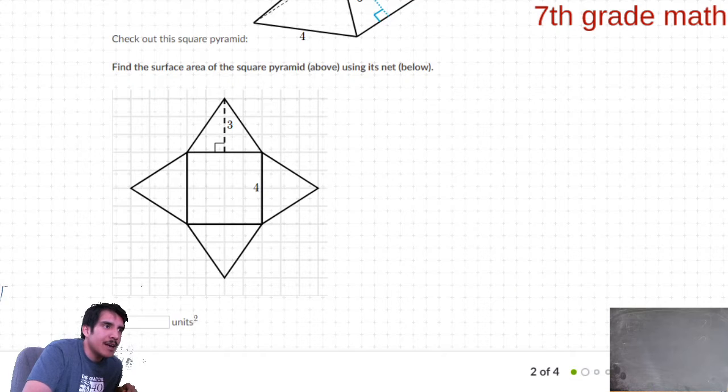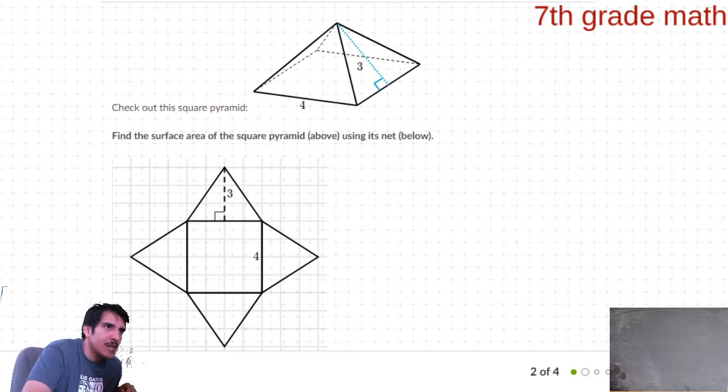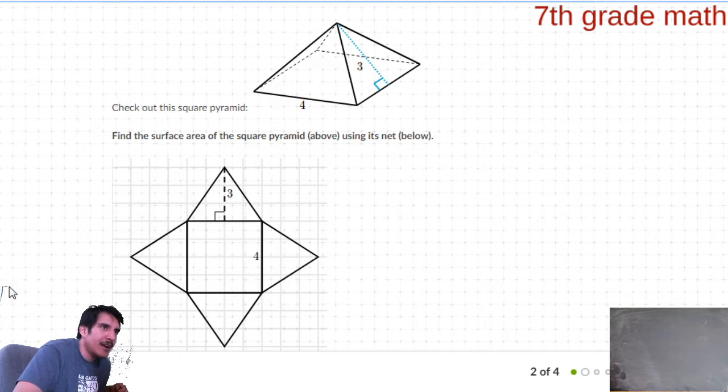Next one, we have a little bit of a different shape. We have a pyramid, which has a square bottom, and then it has 3 triangles going on. So let's do the area of the square first. The square is going to be a 4 by 4 square. So that means you're going to do length times width. 4 times 4 makes 16 square units.